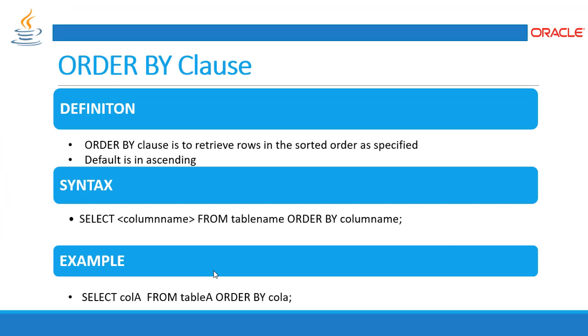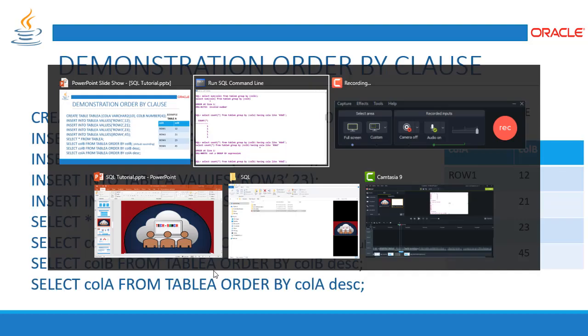The order by clause lists rows in the sorted order as specified. The default is ascending order. This is the syntax: you just put select the column name from table name, order by column name. And in case you want to show it in descending order, all you have to do is write descending. I can show you in the demonstration here.